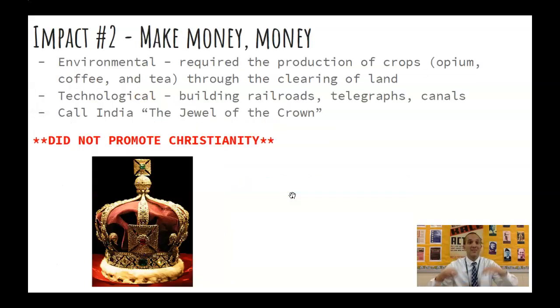Number 2 impact is all about the money. So here's the deal. We got 2 things. 1, environmentally, we're going to require people in India, local farmers, to produce crops that are going to make us money. We're going to see an increase of peasant farmers with opium production, coffee production, tea, because we want to take those products and sell them within our British Empire and make as much money as possible.